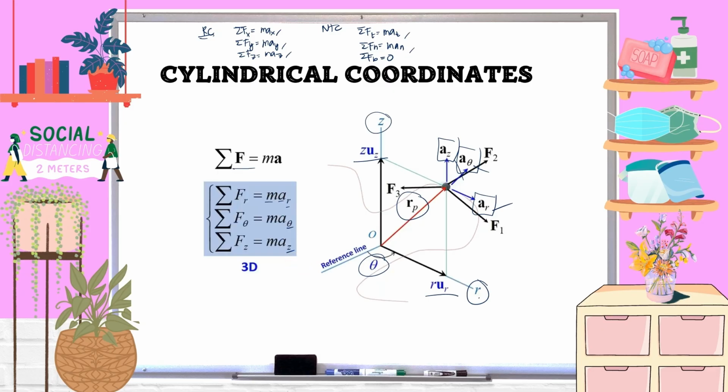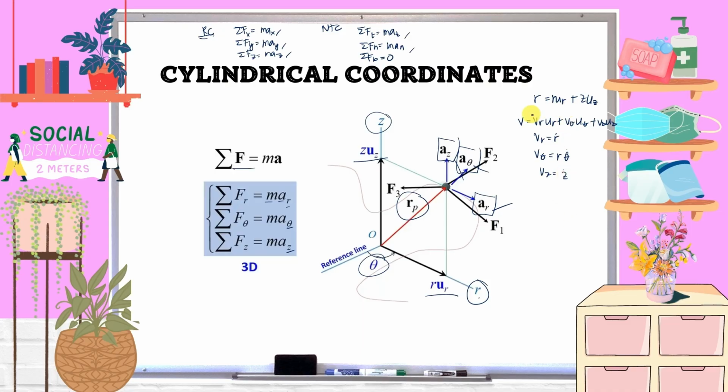But please take note from our previous discussion of cylindrical coordinates, you still need to be familiar with r, which is r u sub r plus z u sub z. Likewise for the velocity, which is v sub r u sub r, v sub theta u sub theta plus v sub z u sub z. V sub r is r dot, v sub theta is r theta dot, and v sub z is z dot.